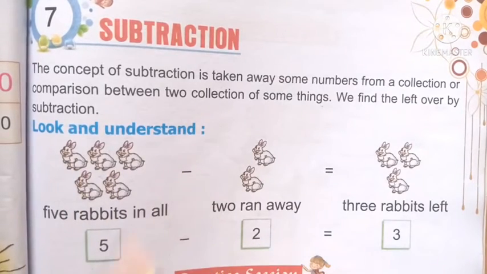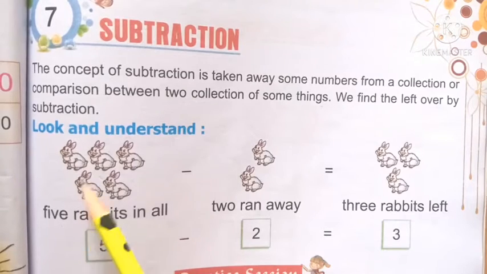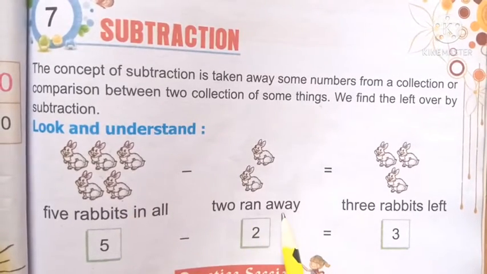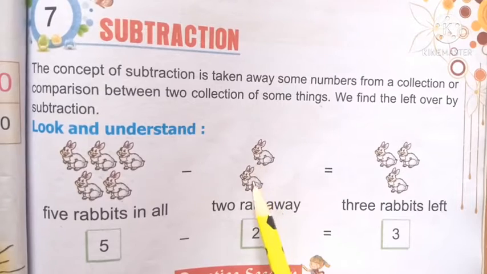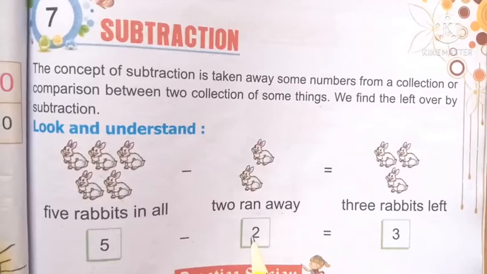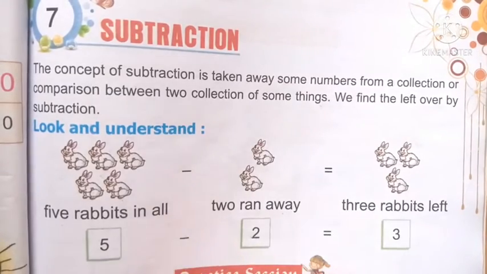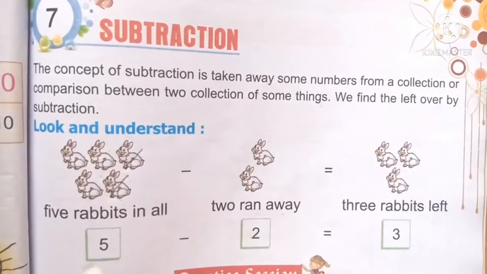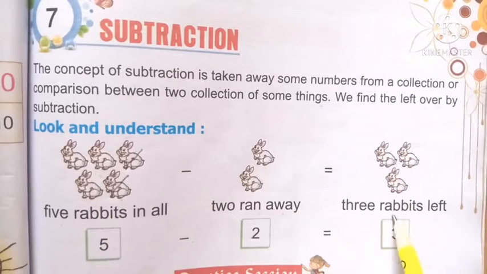See, look and understand. 5 rabbits in all. 1, 2, 3, 4, 5. 5 rabbits are here. 2 ran away. 5 minus 2. How many are left? 1, 2 and 3. 3 rabbits are left.